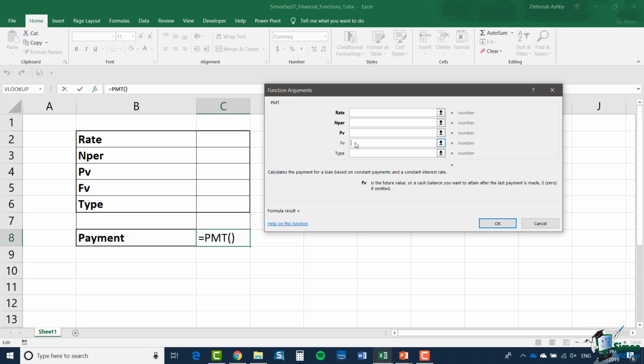You'd put a non-zero value in here, but we will go into that in more detail later. And then the 5th item, type. This is a logical value. It's 1 or a 0. If it's a 1, you're going to make the payments at the beginning of the period, and if it's 0, you're going to make the payments at the end of the period.